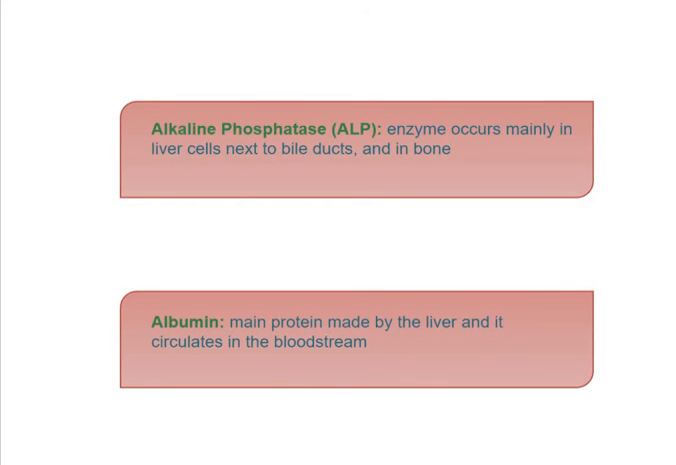Now the next is albumin. Albumin is the main protein made by the liver and it circulates in the bloodstream.